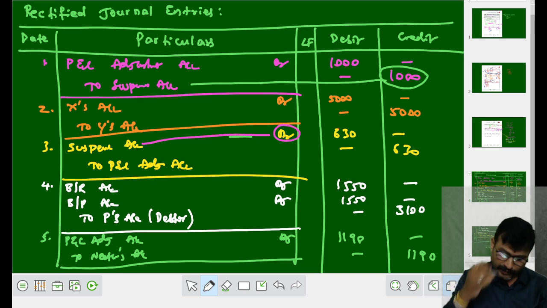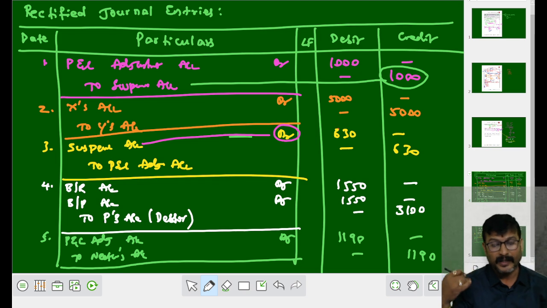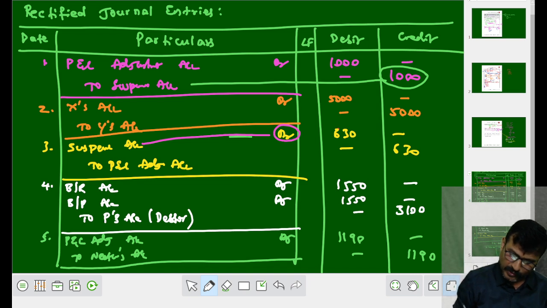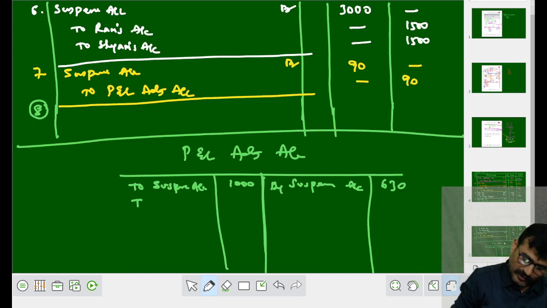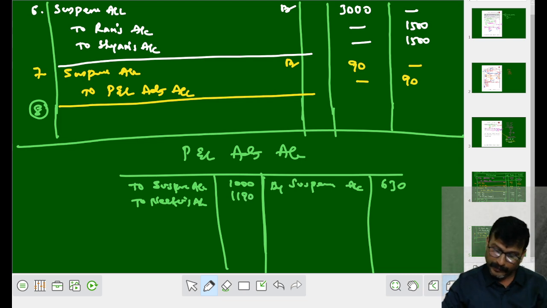See the next one. BR account, BP account, PIS account. So there is no question of P and L. P and L adjustment is to Neetu. Neetu is in the credit of journal. So she goes to the debit side of ledger, to Neetu's account. It is an amount of rupees 1190. Okay? What happened after that?